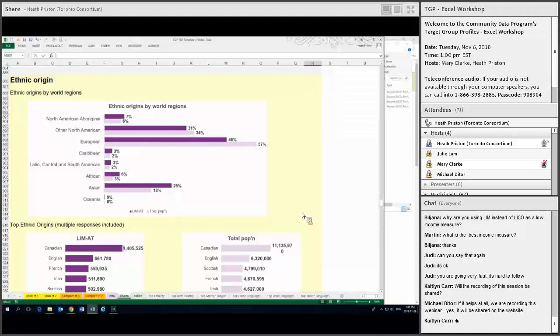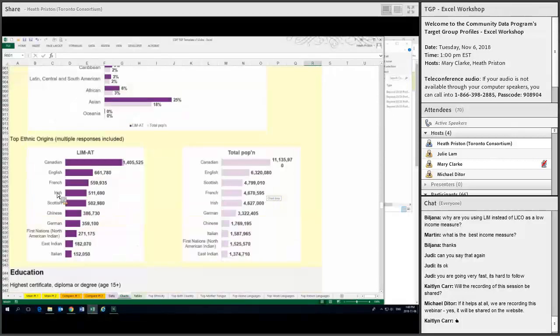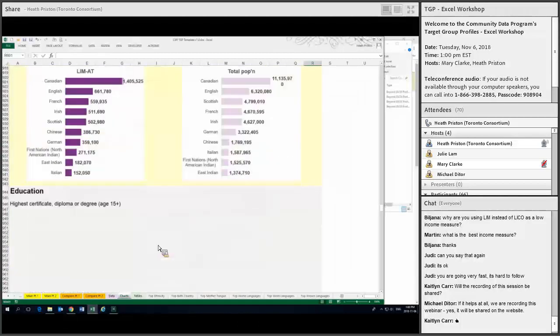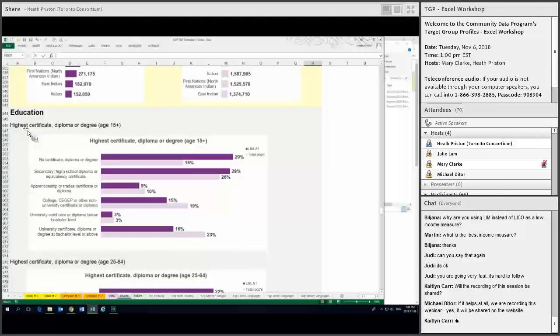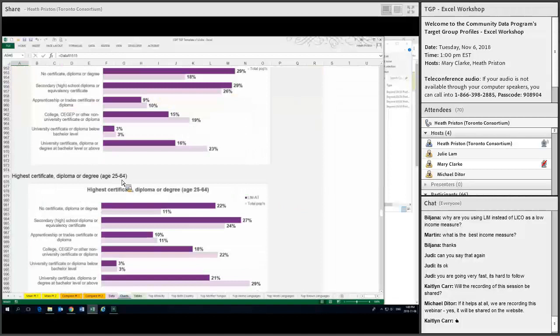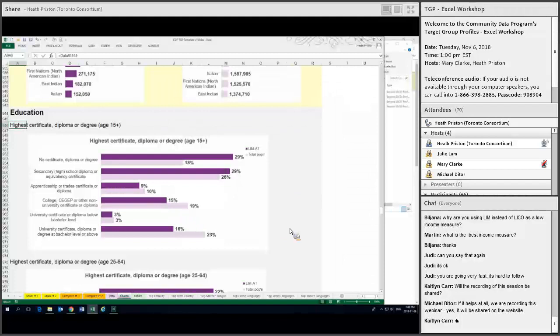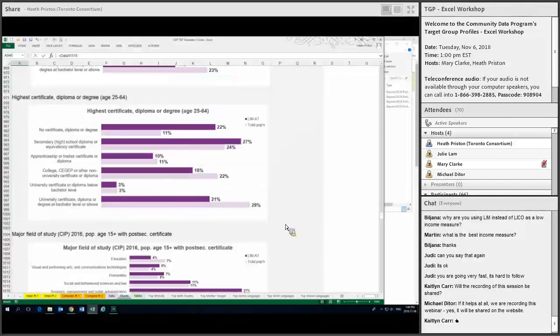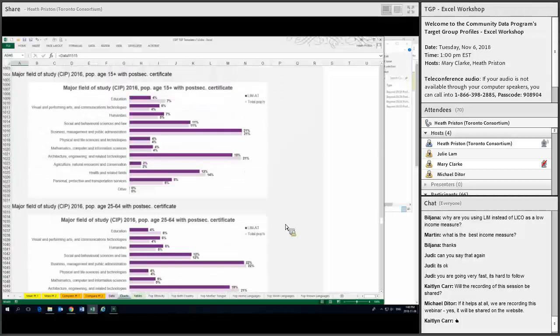Generation status, admission category is other data. There's also data about Aboriginal identity, registered or treaty Indian status, and Aboriginal ancestry. There's data about visible minority populations, and there's also data about ethnic origins. So this is about your ancestry going back to your grandparents or further. What ancestries do you identify with? So for that, we've also got it grouped by world regions, but also again the top categories that we see there as well. The top responses, I should say.